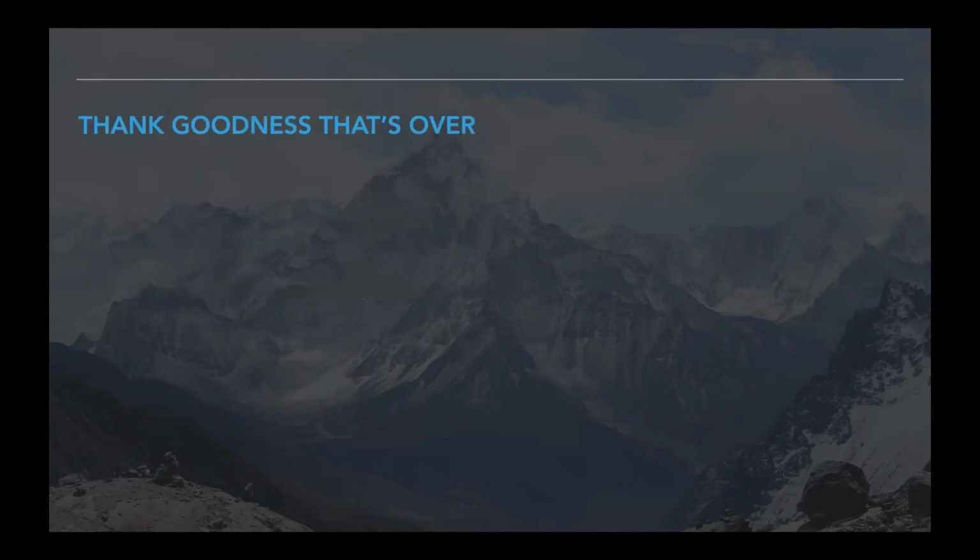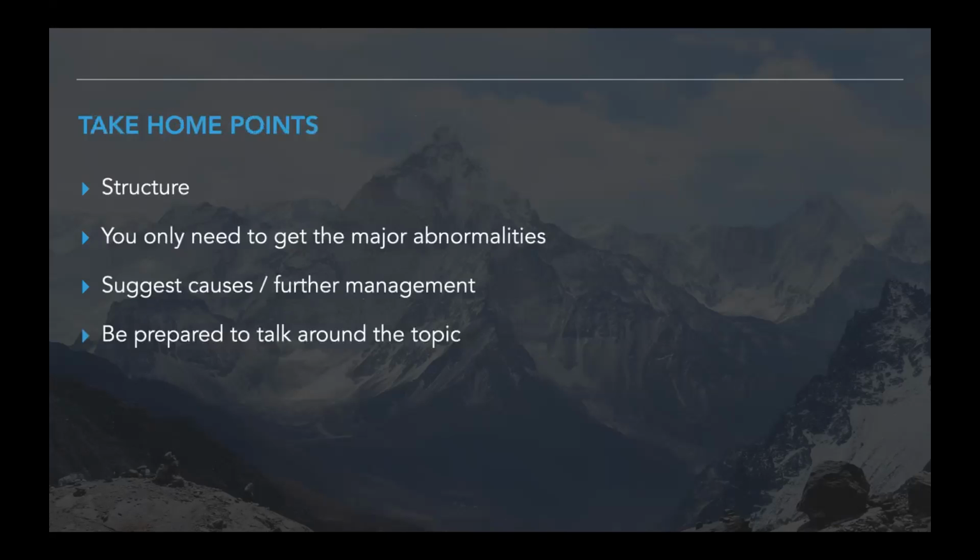Okay, thank goodness that's over. I'm aware there's a lot of information there, but I hope some of you found that useful. The take-home points are that you need some sort of structure for various reasons. You only really need to get the major abnormalities. They're not going to expect you to pick up stuff like pneumoretroperitoneum or small bowel gallstone ileus, but they will expect you to identify small bowel obstruction. They will expect you to identify large bowel obstruction, and they will probably expect you to identify pneumoperitoneum. They will also expect you to suggest causes and further management.